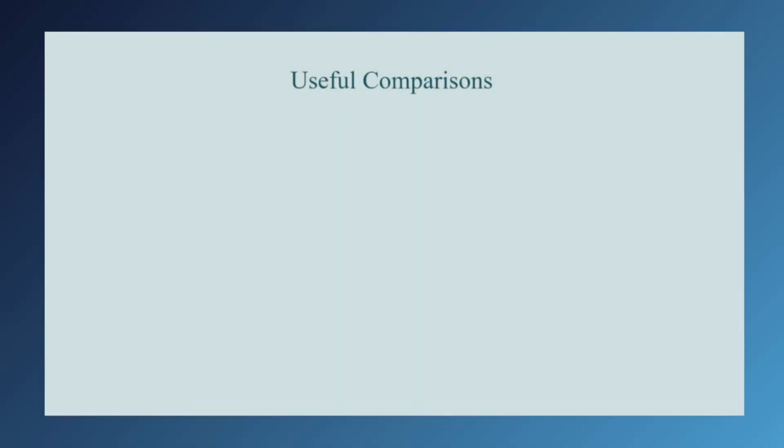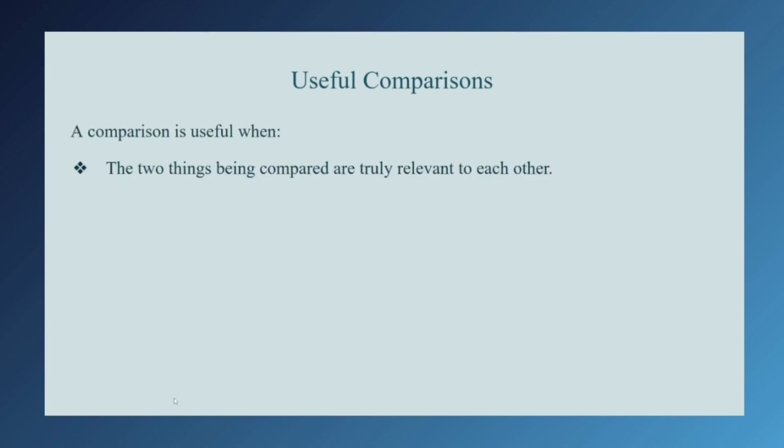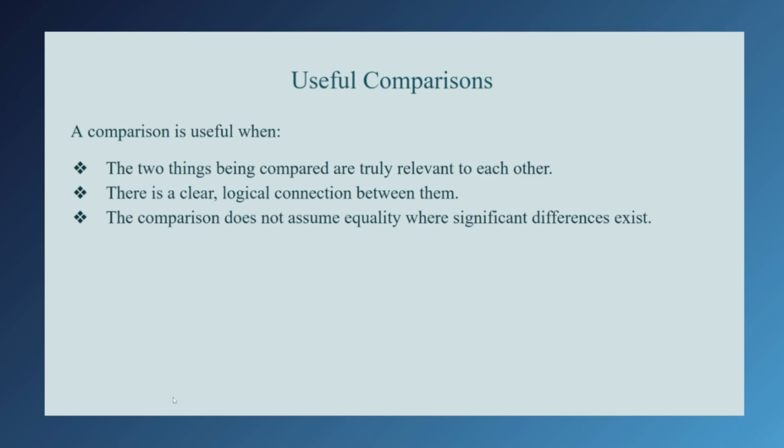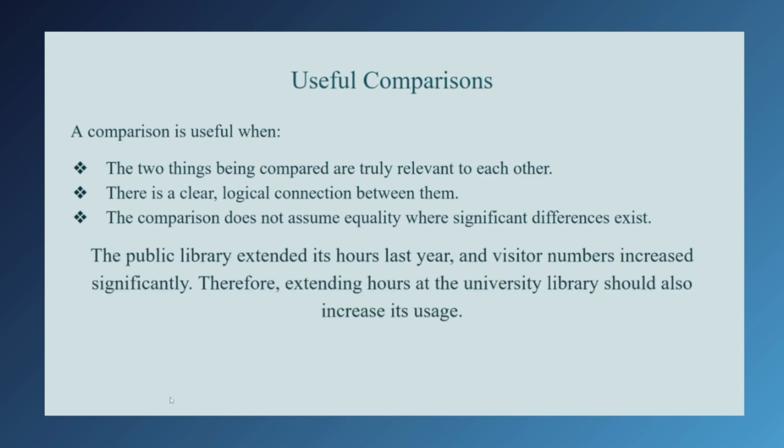A comparison is useful when the two things being compared are truly relevant to each other, there is a clear, logical connection between them, and the comparison does not assume equality where significant differences exist. For example, the public library extended its hours last year, and visitor numbers increased significantly. Therefore, extending hours at the university library should also increase its usage. This works because both are libraries that serve pretty broad communities, which makes the comparison reasonable.